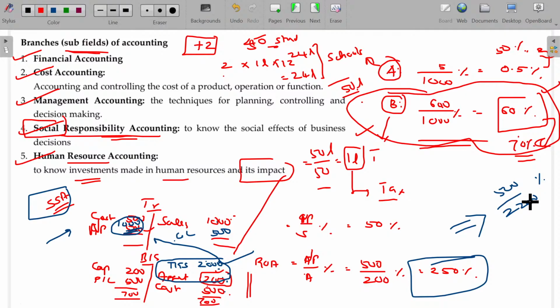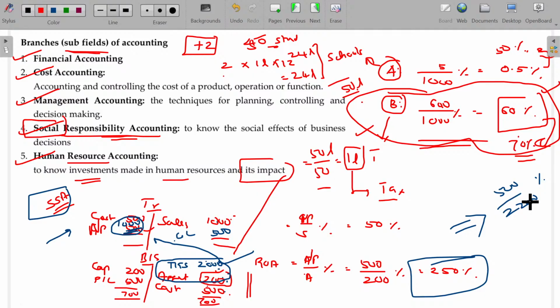ITC company, a tobacco company, selling cigarettes gives huge profit. Will it really build economic development? It affects the social development, right? So you have to find out not only the profit, but that profit is associated with social development also. That's called social responsibility accounting.